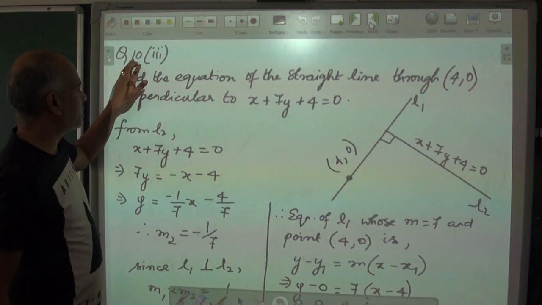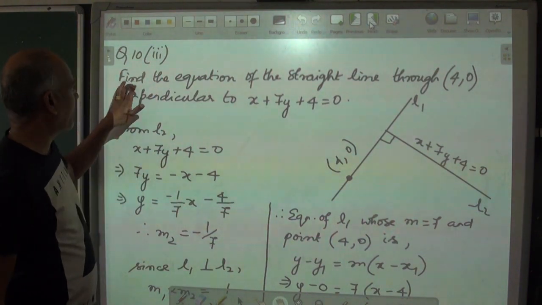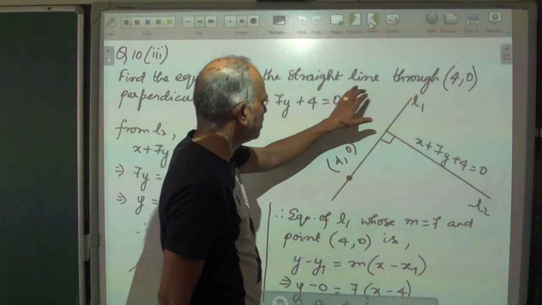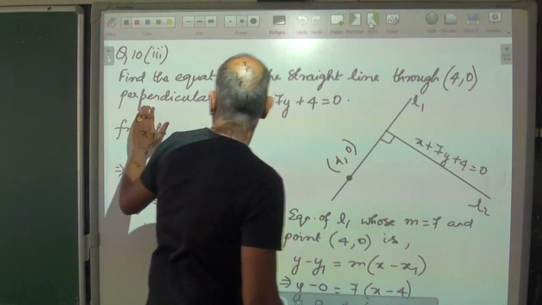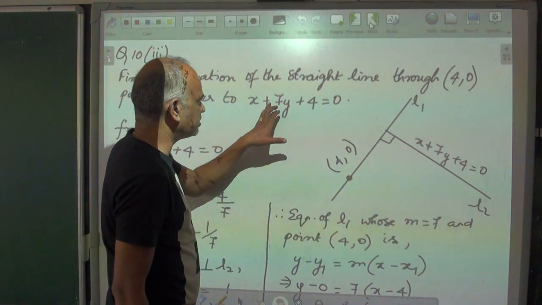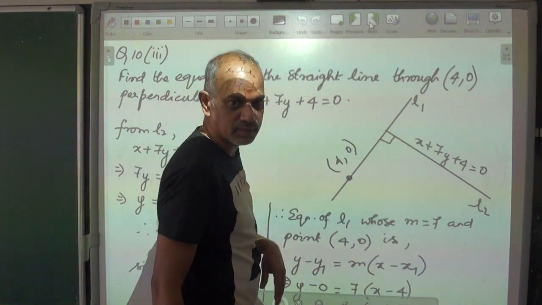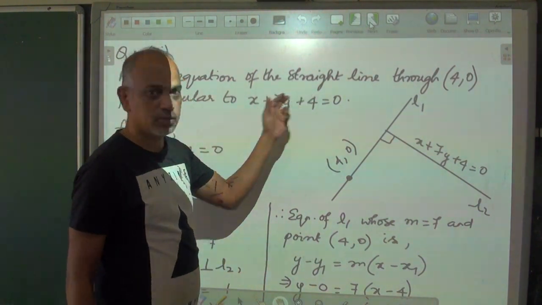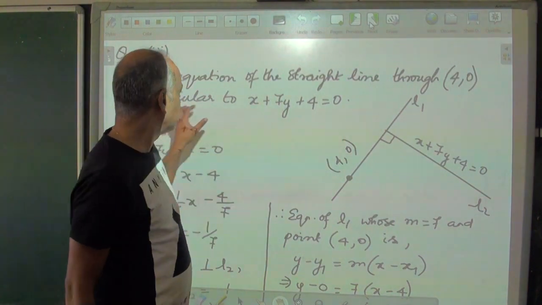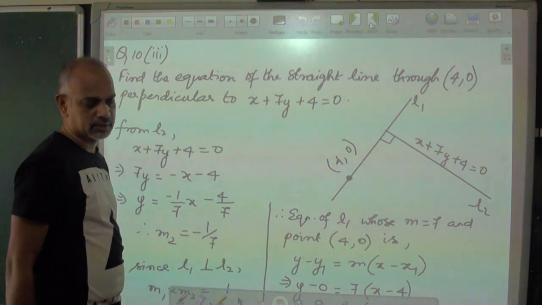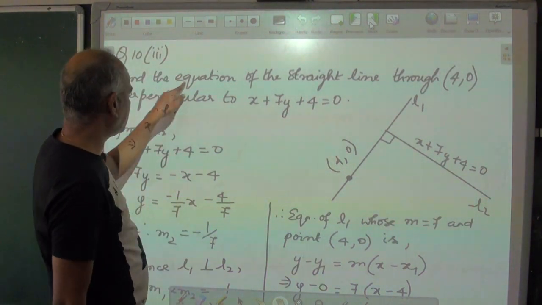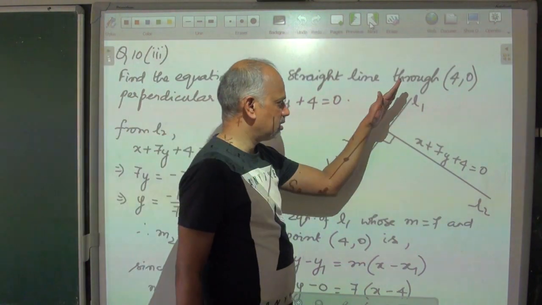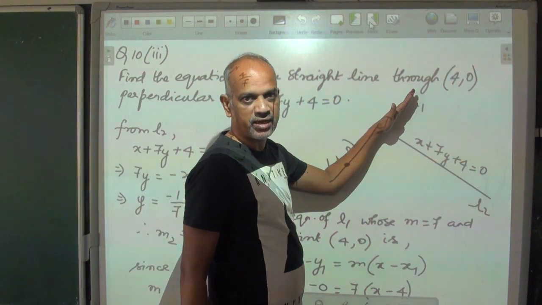Next, question 10, subdivision 3. Find the equation of the straight line through 4, 0, perpendicular to x plus 7y plus 4 is equal to 0. It's similar to the previous question. In the previous question, the two lines were parallel. Now the two lines are perpendicular. The question is to find the equation of the straight line. This is a straight line for which you can find the equation.